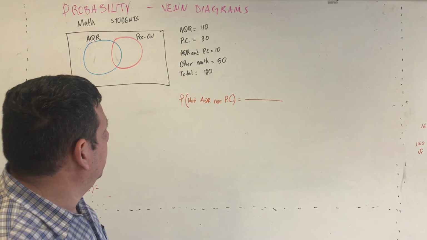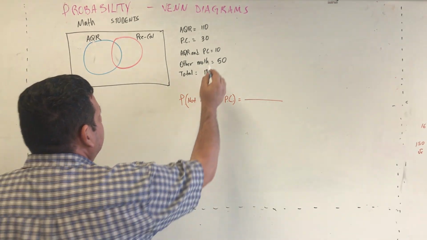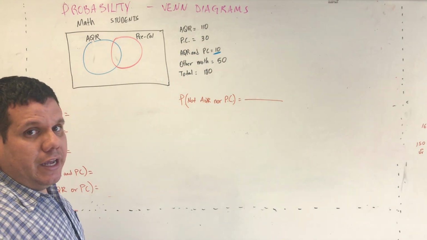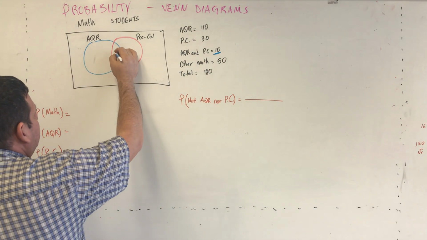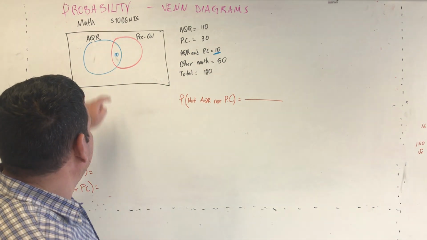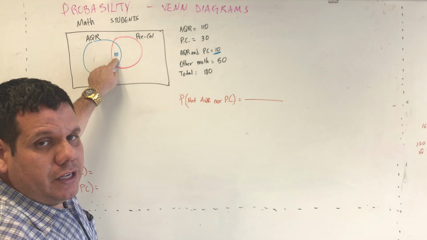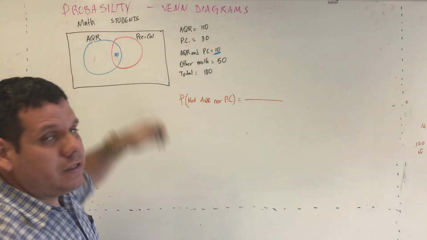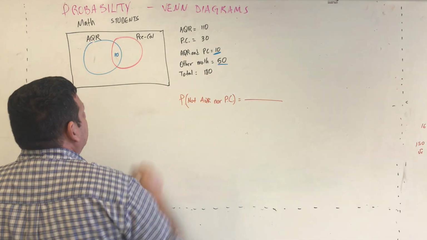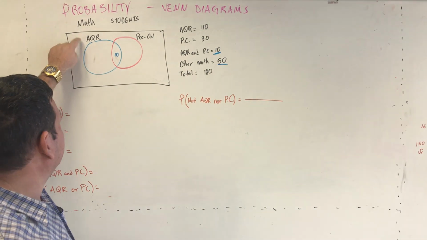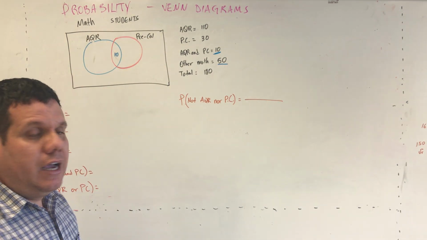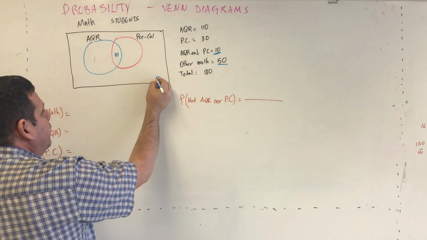The first thing that comes to our attention is those students taking both at the same time. This is the easiest because we have that in the intersection, we have only 10 students. Okay, that means that these students are taking AQR and pre-calculus at the same time. Another that is very easy is other math, because those kids are not here and those kids are not in this set either. So we have 50.